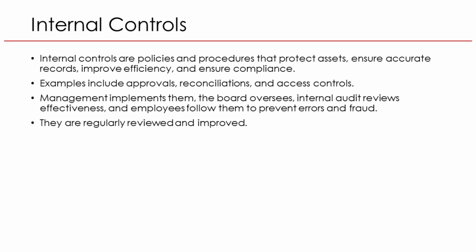Reconciliations make sure financial records match actual transactions, and access restrictions ensure only authorized people can use sensitive systems or data. Management is responsible for setting up and running these controls, while the board of directors provides oversight. Internal audit checks whether the controls are working effectively, and employees must follow them every day to help the organization stay safe and achieve its goals.